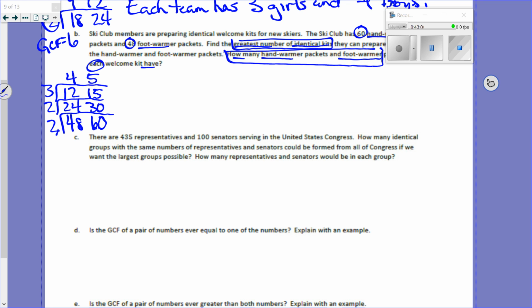So again, for our greatest common factor, I'm going to multiply all of these on the side. 2 times 2 is 4, times 3 is 12. So I have a GCF of 12, meaning I can make 12 kits.